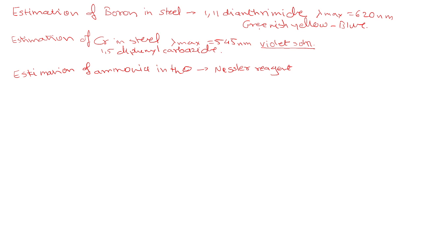The reaction of ammonia with Nessler reagent is given in the book. You can read it. The procedure is also given in the book. Again, by plotting the calibration curve you can estimate the ammonia. But this same Nessler reagent test is also used as a confirmatory test.